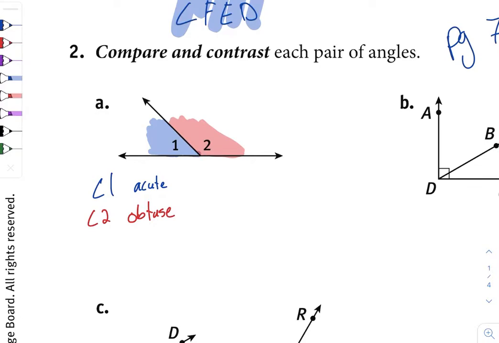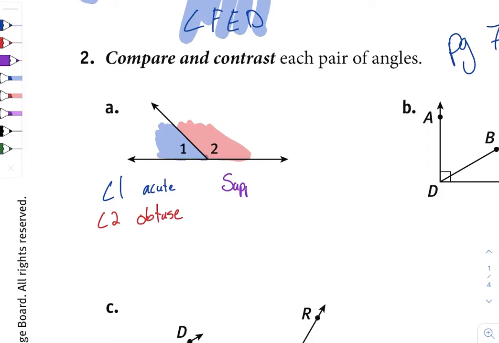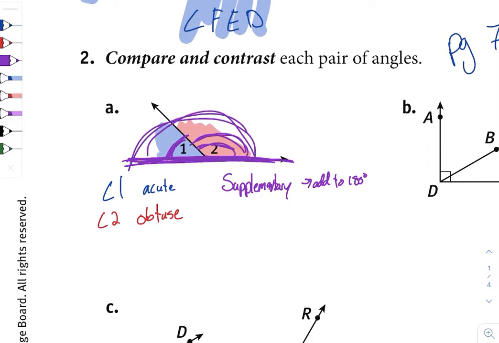They are also supplementary and a linear pair. So they are supplementary because they add to 180 degrees, and we could see that because they make a straight line. That's what you're looking for with supplementary angles. You're looking for two angles that make one straight line. Here we could see the blue angle and the red angle combine together to make one 180 degree angle. So that's something to look out for.